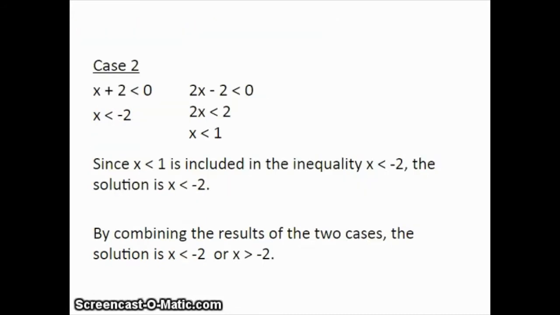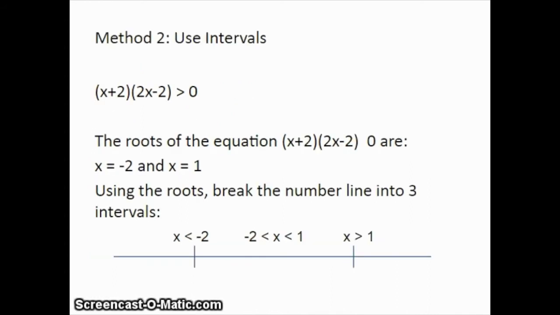For case 2, x plus 2 is less than 0, so x would be less than minus 2. And 2x minus 2 is less than 0, so 2x would be less than 2, therefore x is less than 1. Since x is less than 1 is included in the inequality x is less than minus 2, the solution is, again, x is less than minus 2. By combining the results of the two cases, the solution is x is less than minus 2 or x is greater than minus 2. The second method would be to use intervals.